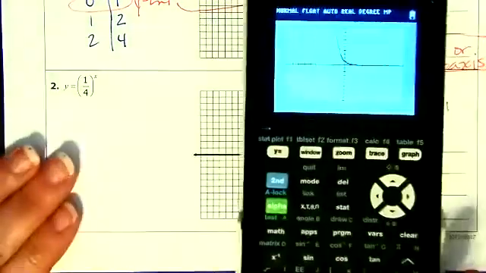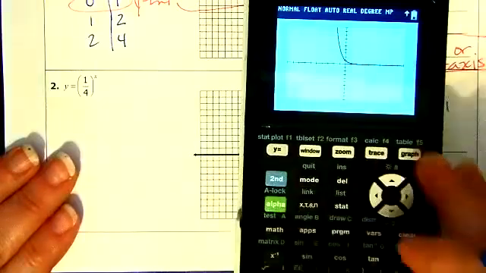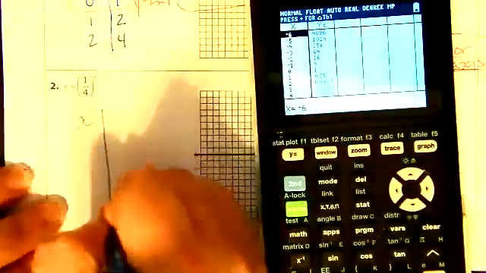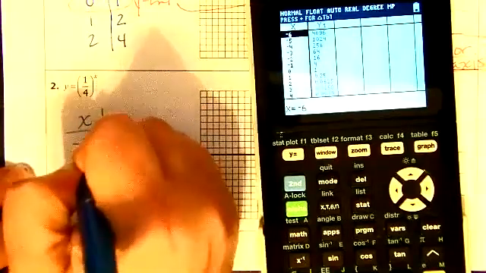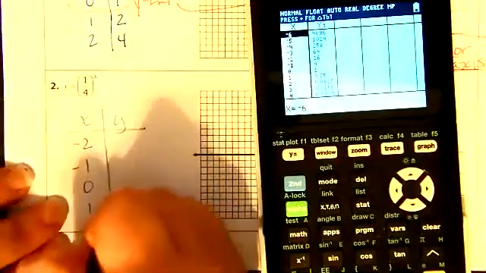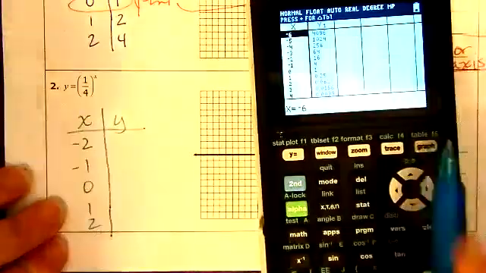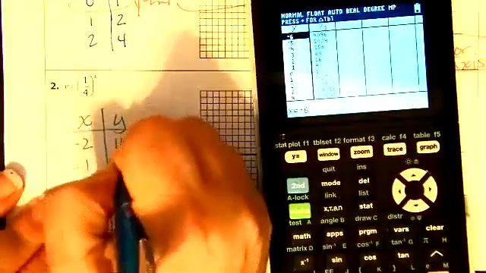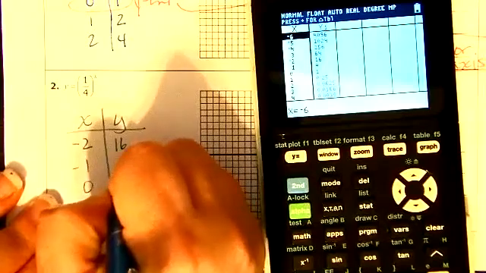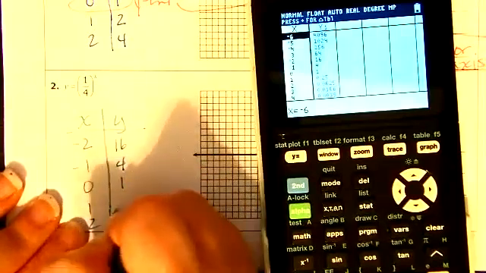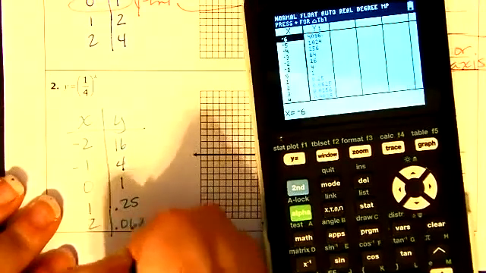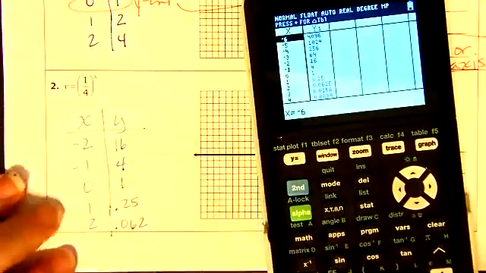Now we need to get our table of values. So we're going to go to the table. And we are using -2, -1, 0, 1, and 2. I'm going to write those down. So we end up with 16, 4, 1, 0.25, 0.0625. Now I know some of these are not going to be able to be graphed.